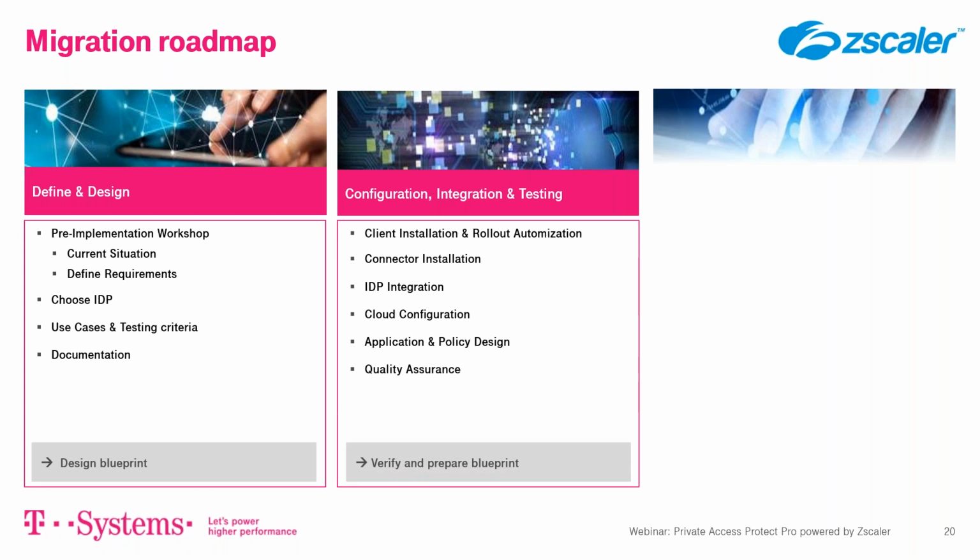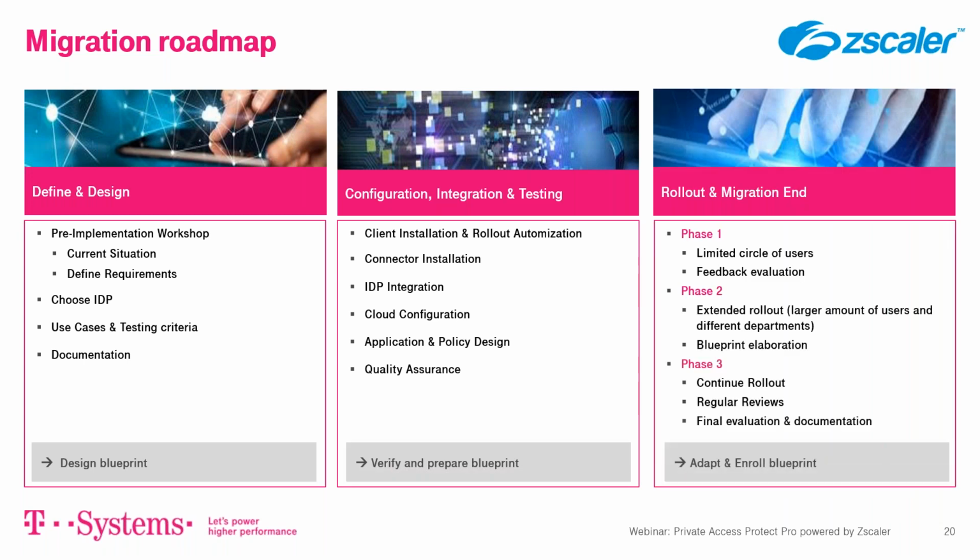So how does our migration roadmap look? The most important part is a good preparation, because a good preparation is the key to a successful deployment. The more we can define how the solution should look, the better it is in the end. So we start by doing some workshops to really take a look at the current situation of our customers and what the requirements are, and then we can already choose what type of identity provider we want to use. Do we want to use multi-factor authentication or not?